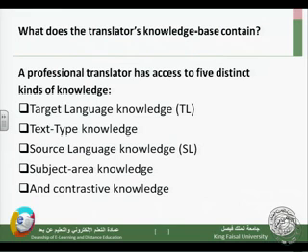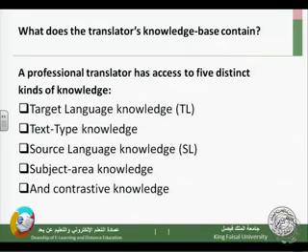Now, if you ask me, what does the translator knowledge base contain? What kind of knowledge does the translator have to have in his mind? It's a very good question. Now, the translator, or a professional translator, has access to 5 distinct kinds of knowledge. He has to have knowledge of the target language. Let's say Arabic, you want to translate from Arabic into English, then he has to have knowledge of English.